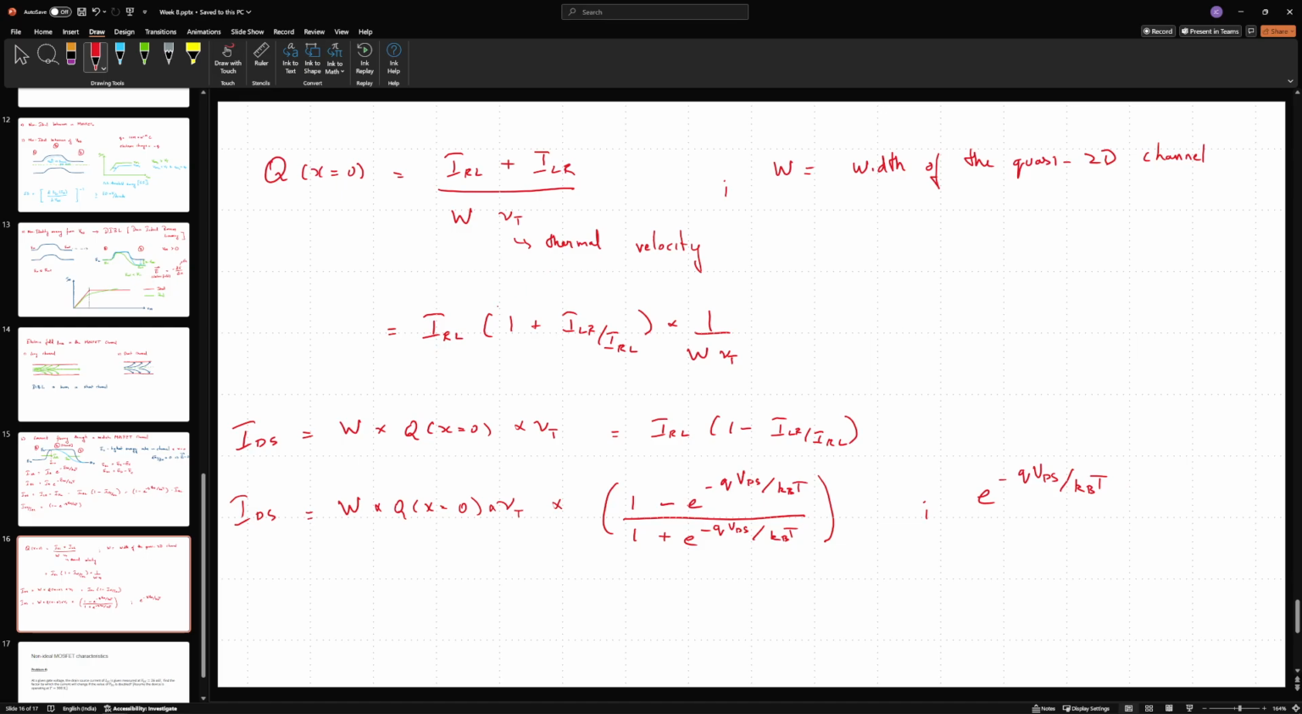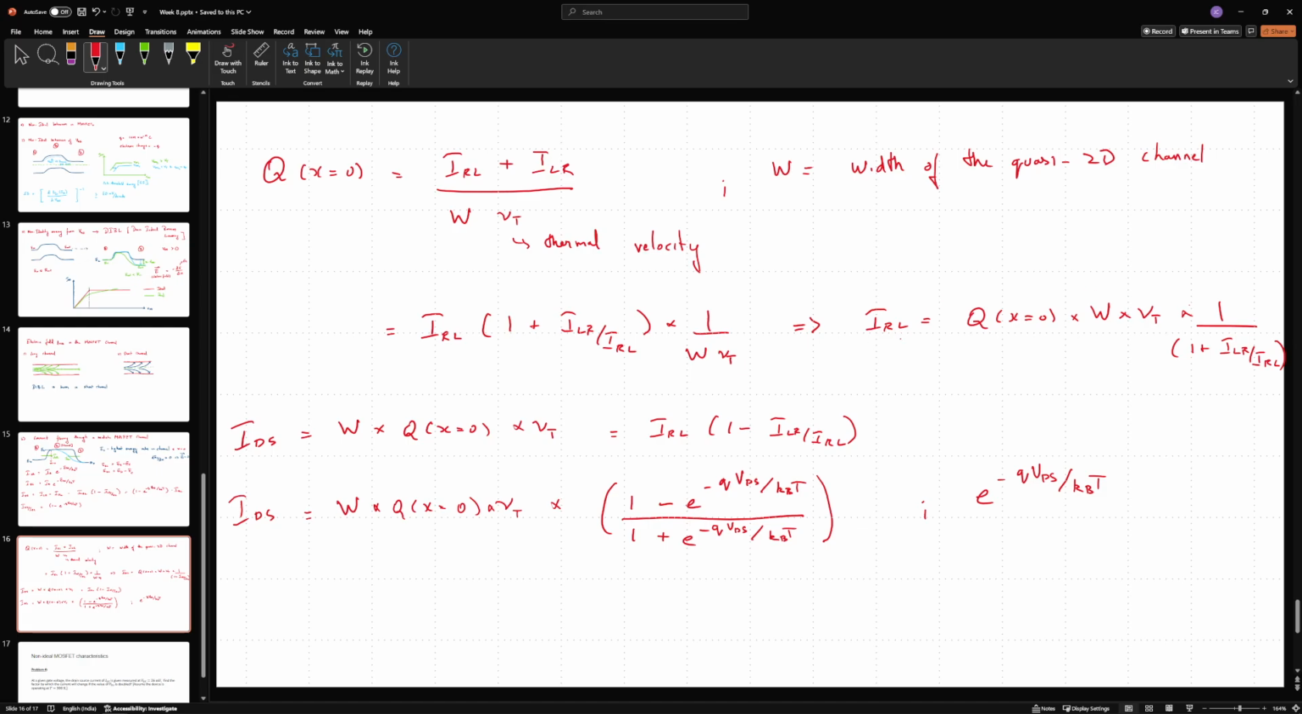What you can do is essentially write IRL in terms of Q and this ratio and just substitute it over here. So that is what we will get. This implies IRL is equal to Q at x equal to 0 into W into Vt into 1 divided by 1 plus ILR divided by IRL. So just substitute this value over here.